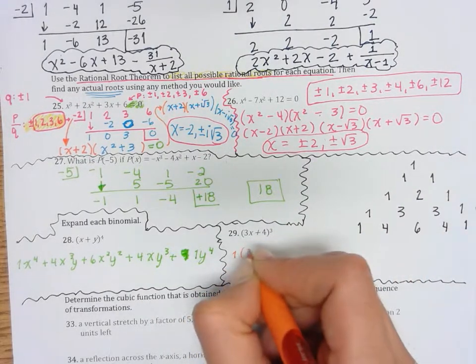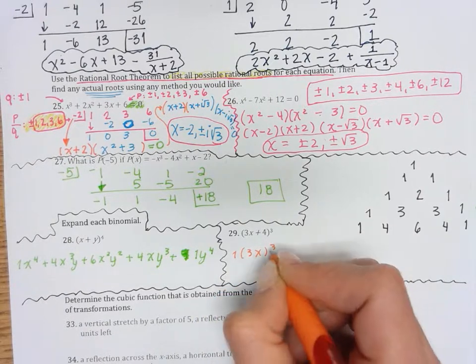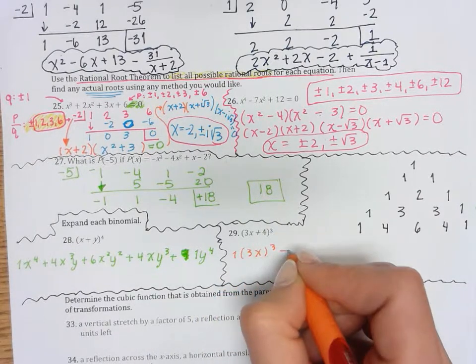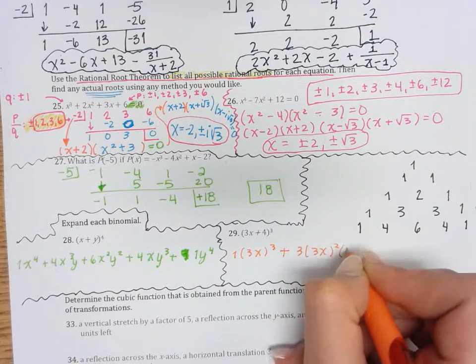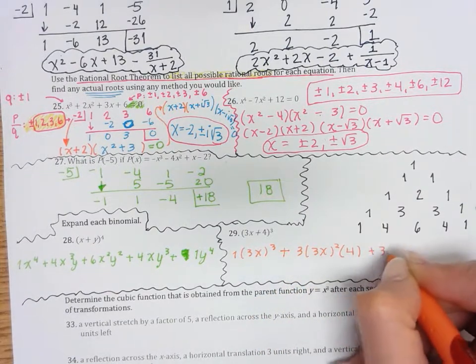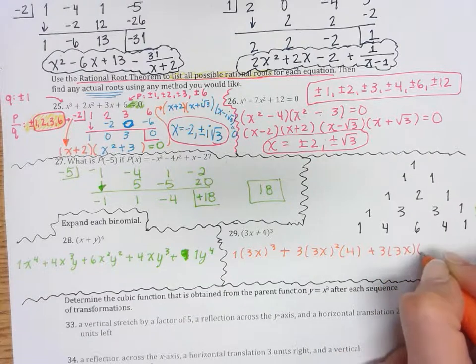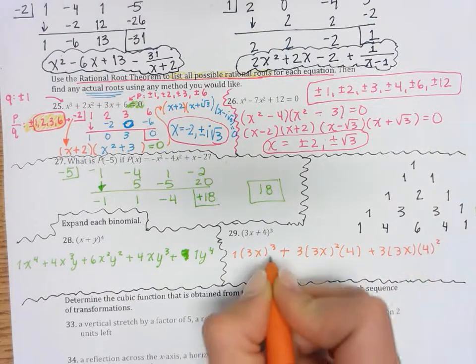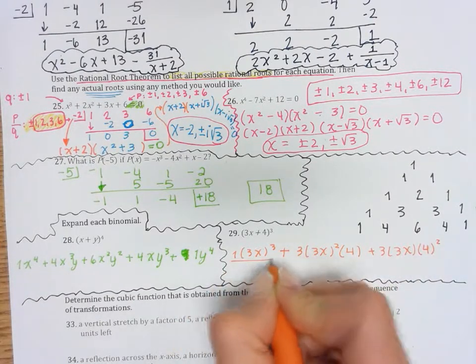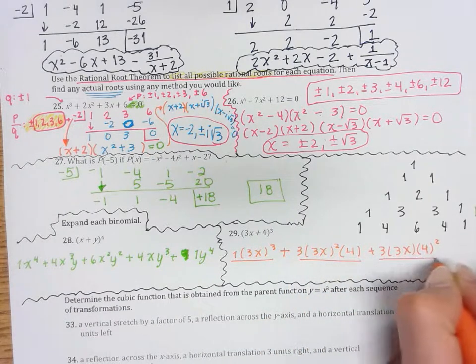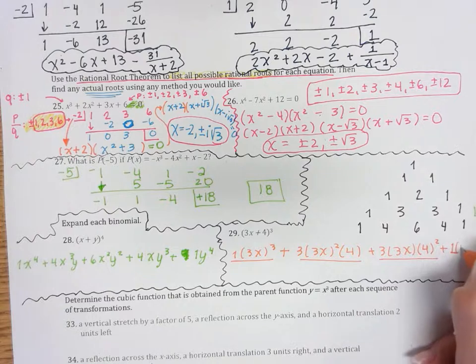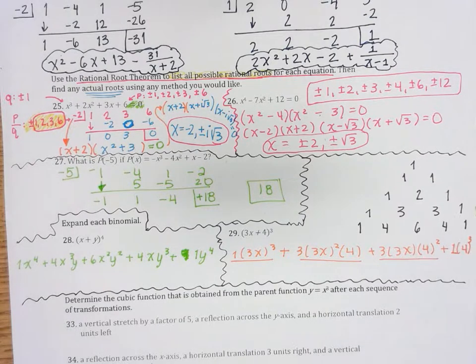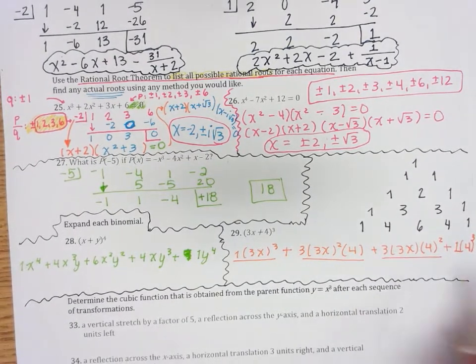1, 3x to the 3, 4 to the nothing, plus 3, 3x to the 2, 4 to the 1, plus 3, 3x to the 1, 4 to the 2. There's no plus signs, okay? Don't put plus signs between this stuff. This is all one term. And then last is 1, 4 to the 3rd. It's a little squashed there, sorry. Okay, that's my 4th term.